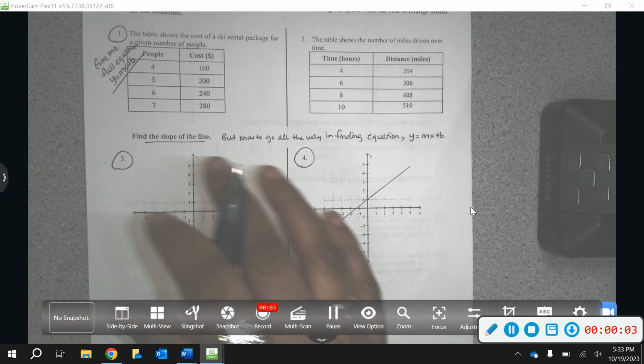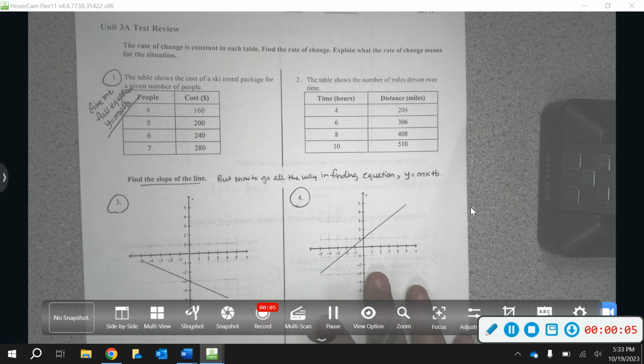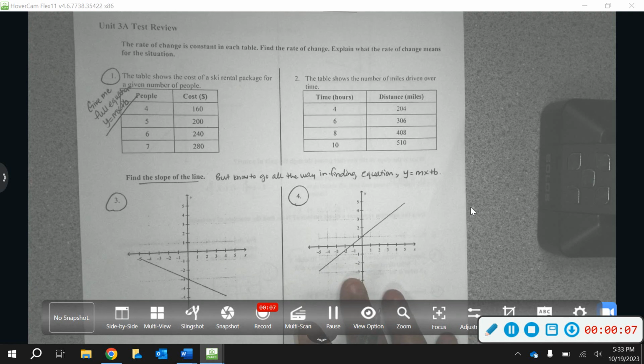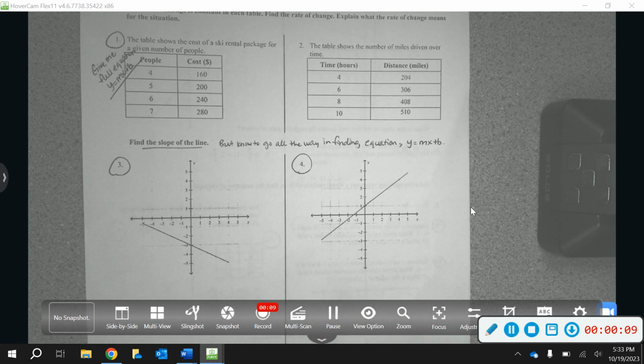All right, so you have your test review. You have your test tomorrow over Unit 3A. Now understand that this is all just about writing equations, slope, literal equations, and graphing equations. So solving for y is going to be something that you're going to need to know. So please make sure that you know how to solve for y.